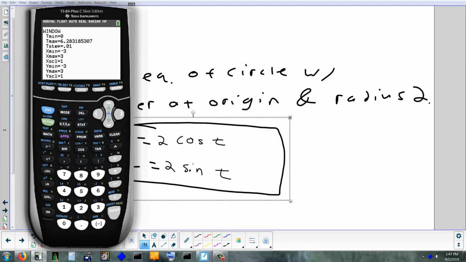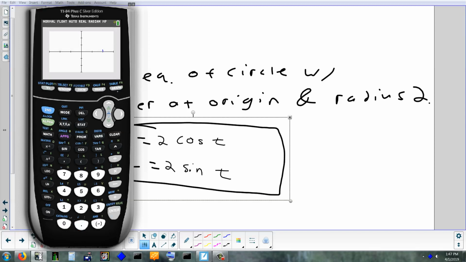Now what you're doing is you're telling the calculator to count from 0 to 6.28 by hundredths and graph every single number you come across. So think about that. You're going from 0 to 6.28. That's 6.28 units. And you're plotting a point for every hundredth. So you're plotting 628 points to graph that circle. What do you think is going to happen when I hit graph?